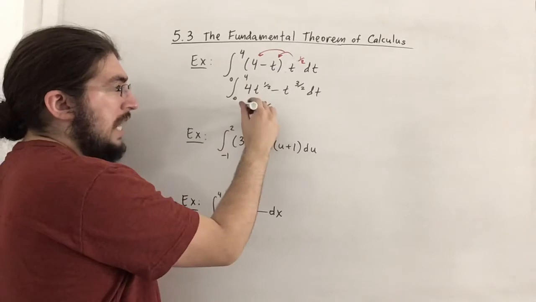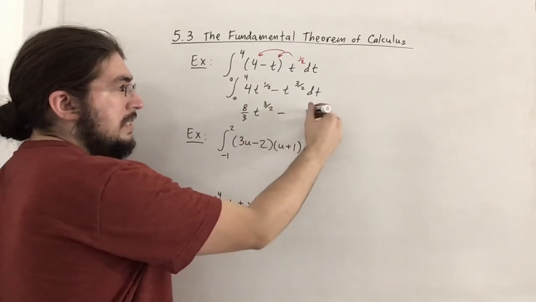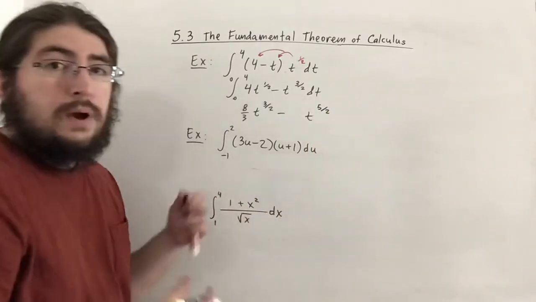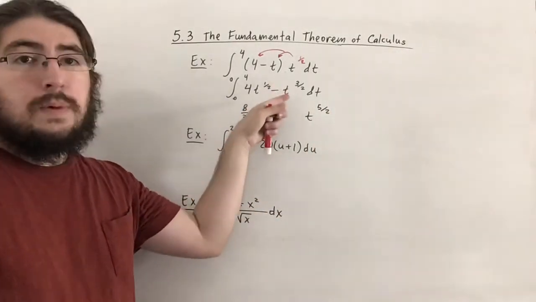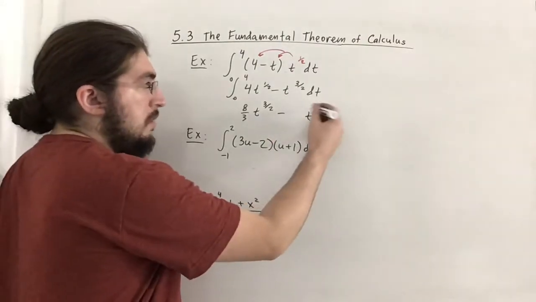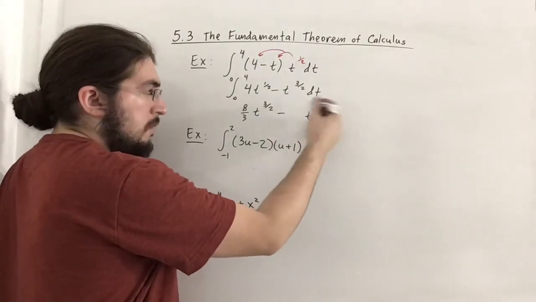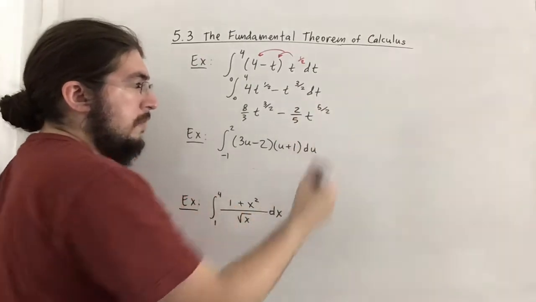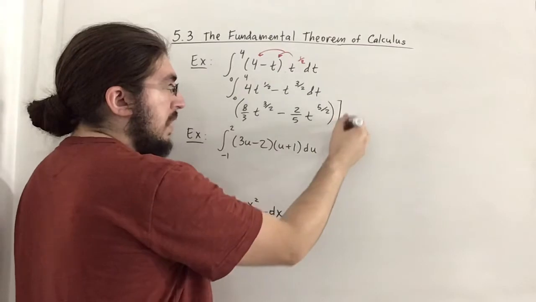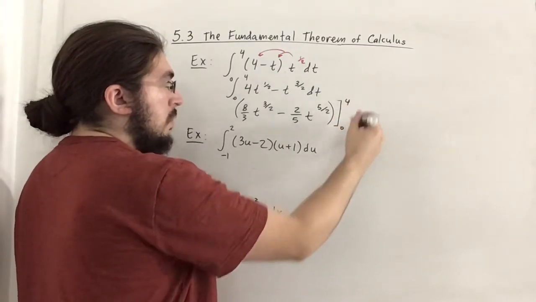2/3 times 4 is 8/3. Minus the antiderivative of t to the 3/2, which is t to the 5/2. Remember, when you add 1 to a power, you can add top and bottom. You get 5 in this case over the same denominator, so 5/2. Divide by that new power, which is multiplying by the reciprocal, 2/5. And then evaluate this expression finally between our limits, 0 and 4.